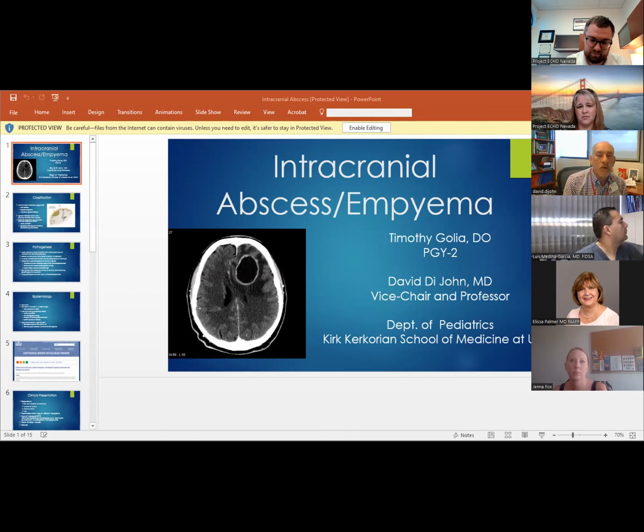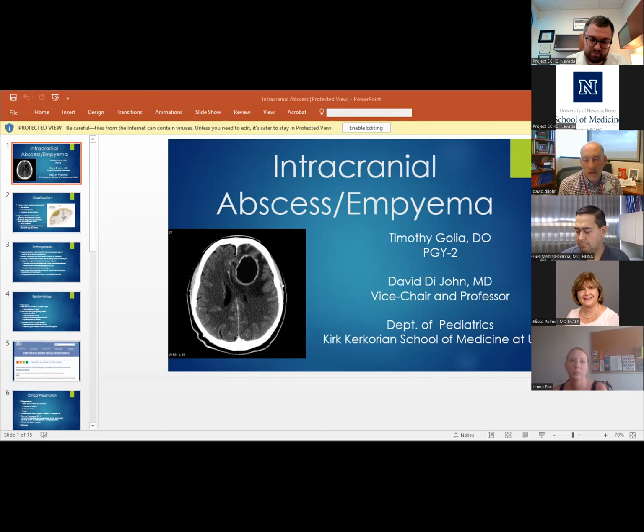These usually spread by direct extension from some contiguous focus of infection. People asked about head trauma. They can certainly occur after head trauma or after neurosurgical procedures, but often they arise from infections inside the head, whether it's in the sinuses, in the middle ear, dental infections, as was mentioned, mastoiditis. In young children, they sometimes occur as a complication of meningitis.